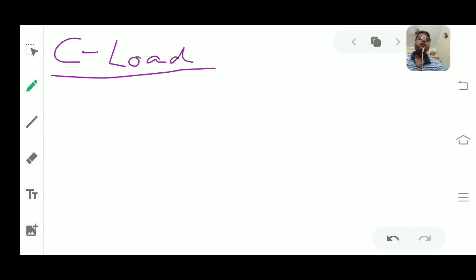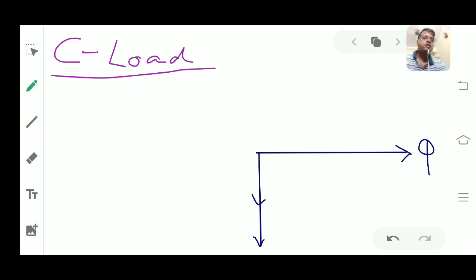Okay. So in a similar way, we will first draw the reference, that is flux. This is flux phi. Next, E1 and E2. This is E1, this is E2.